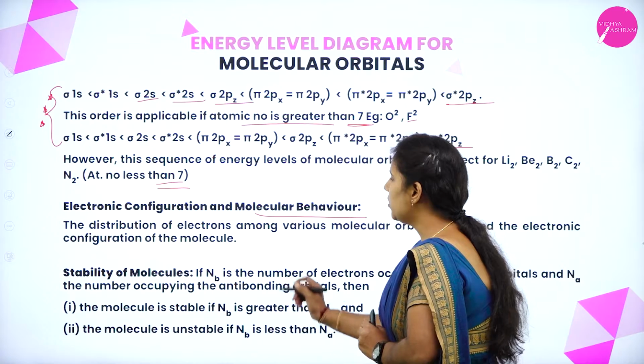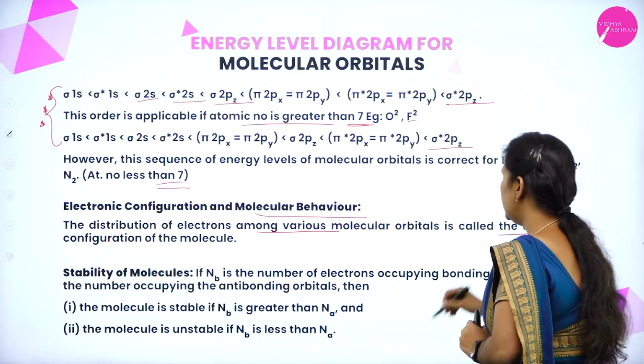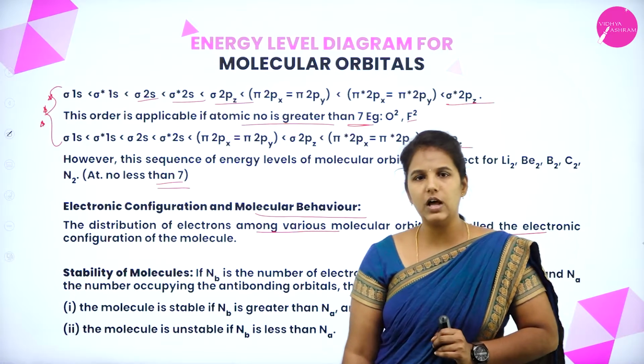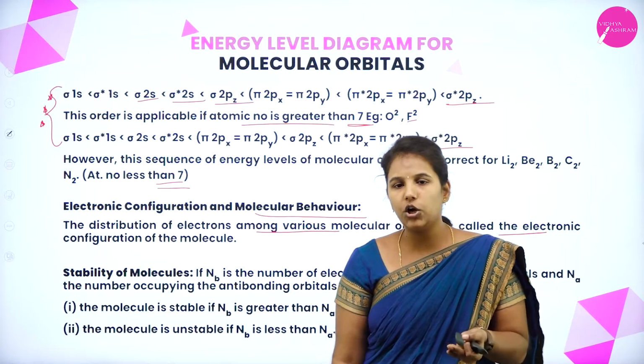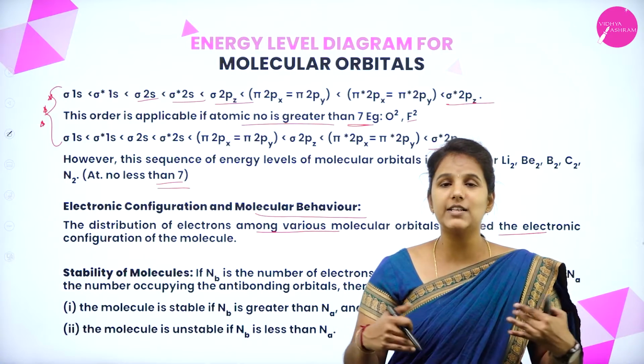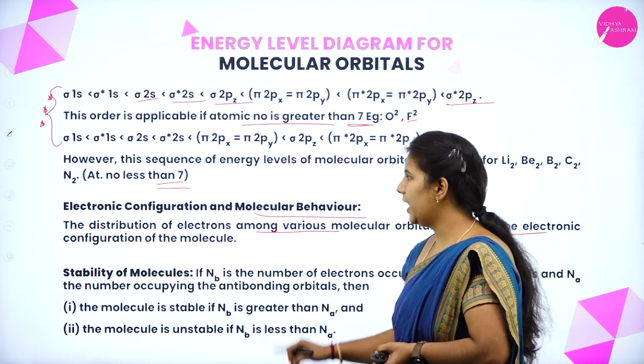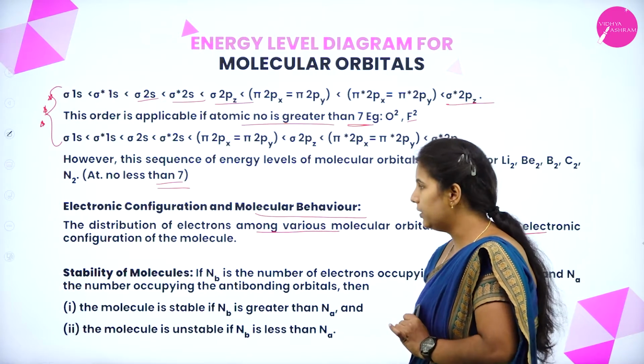Okay. Next, what is electronic configuration and molecular behavior? The distribution of the electrons among the various molecular orbitals is known as what? The electronic configuration of the molecule. So in the electronic configuration, we have understood how we distribute the electrons to each molecular orbital. Is it right? That is why it is known as the electronic configuration of that given molecule.